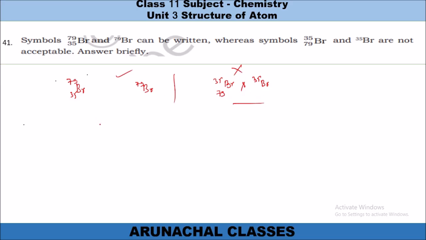We have to answer briefly. We can see here, while writing the symbolic representation, the mass number is written as a superscript and the atomic number is written as a subscript. So that is why this one is acceptable. Moving to question 42.